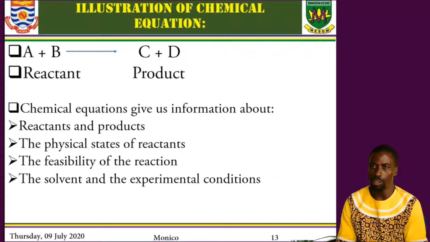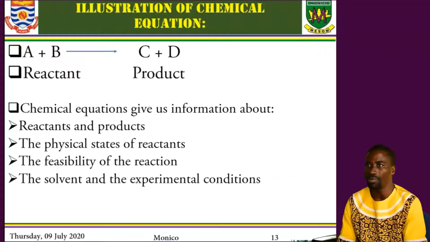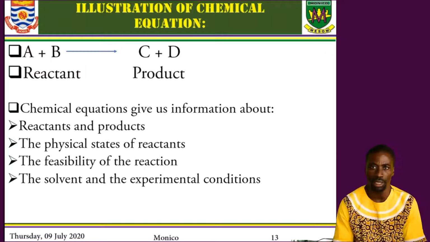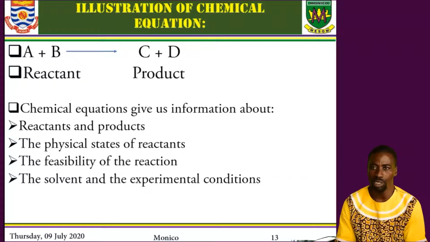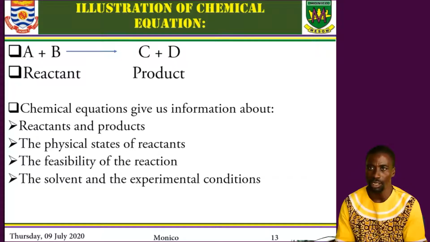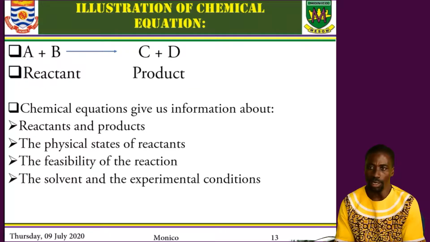Now the chemical equation also gives us the following information. Once we see a chemical equation, we should know the reactant, we should know the products, and we should know the physical state of the reactants, like we said, whether they are in gaseous state, solid state, or liquid state. Now, the feasibility of the reaction.